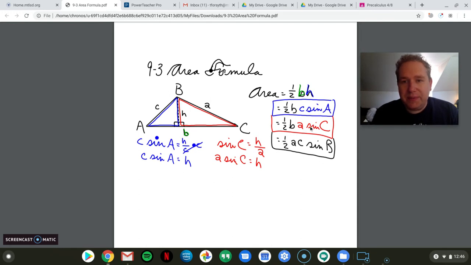And that's what I've got in here, okay? Or I could rotate the triangle and get AC sine B. Bottom line is, look at how these formulas are made up. It's two side lengths and the angle that includes them.